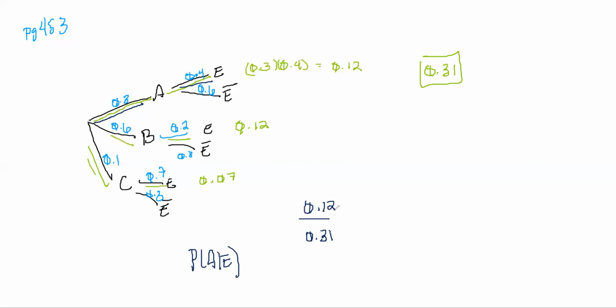So there is a 12 out of 31 chance that if we are at E, we got there via path A. There's also a 12 out of 31 chance that if we are at E, we got there via path B. There's only a 7 out of 31 chance that if we're at E, we got there via path C. So Bayes' theorem is basically talking about how did we get to where we are? Like, what were the previous things that enacted upon that?